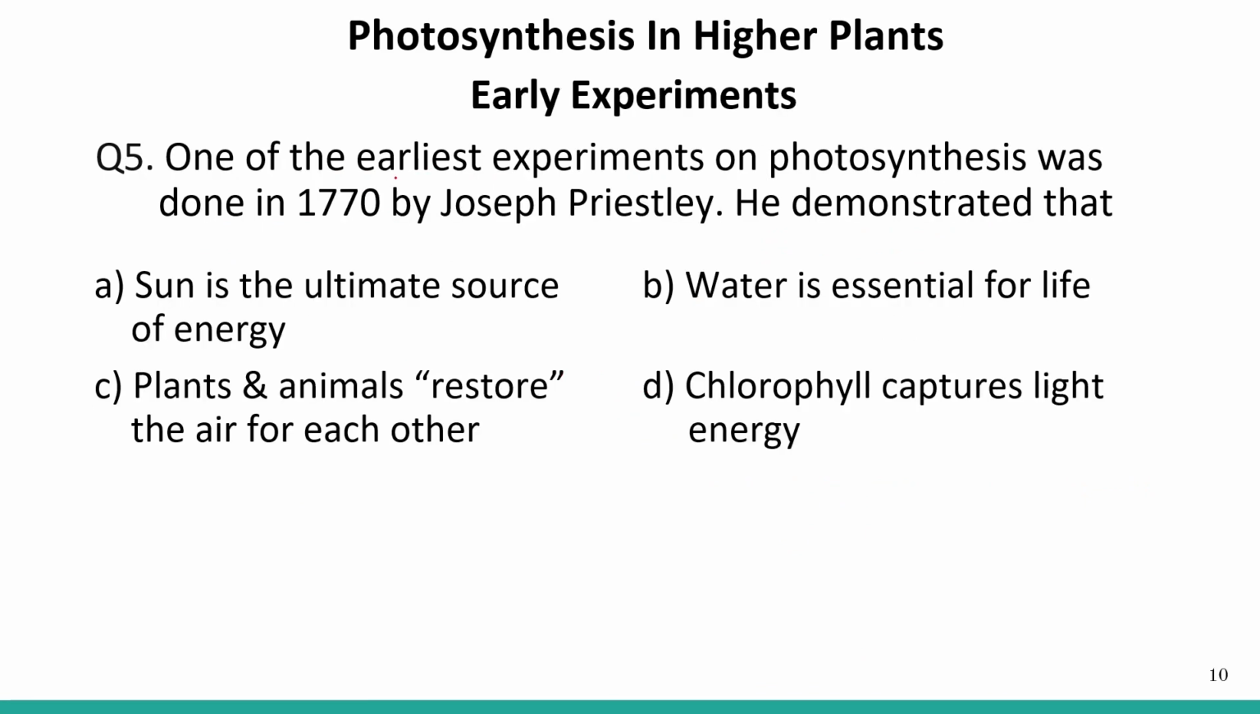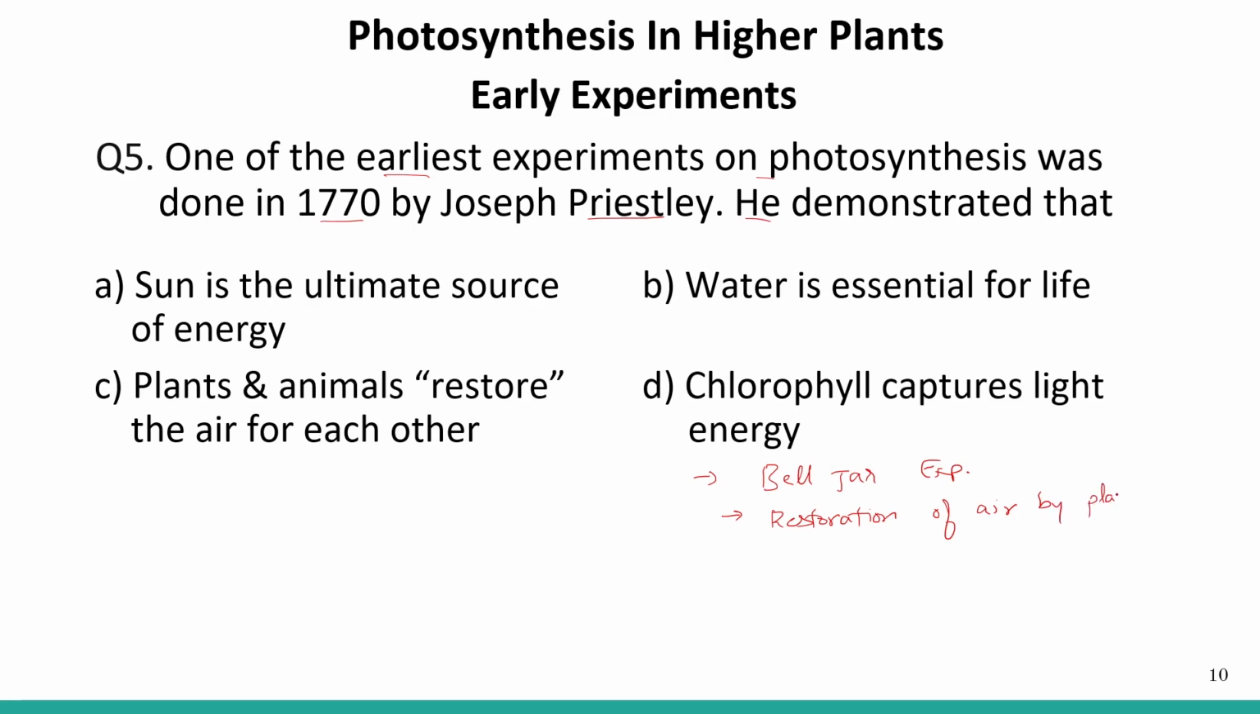The next question is, one of the earliest experiments on photosynthesis was done in 1770 by Priestley. So what was the experiment done by Priestley? He did the bell jar experiment, and what did he show? He showed that there is restoration of air by the plants.